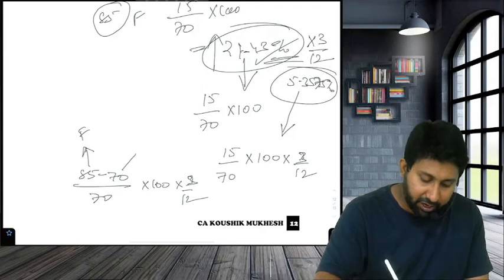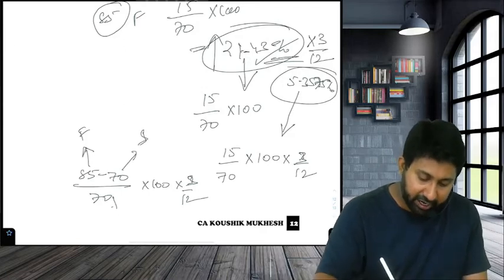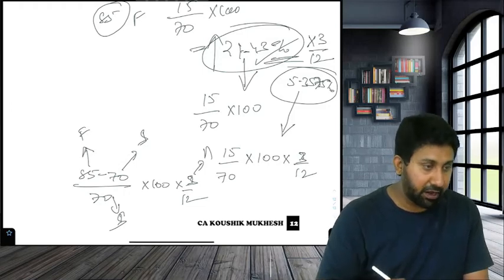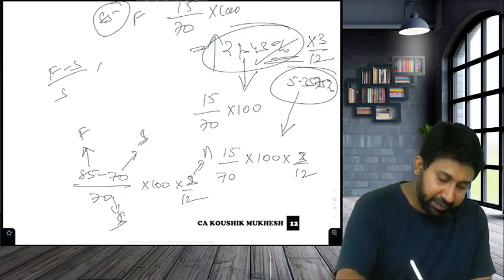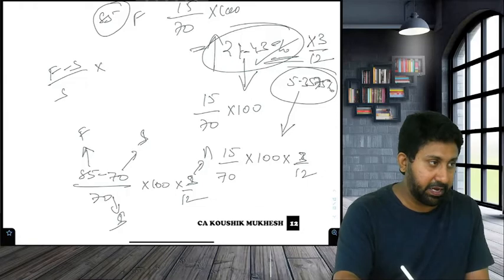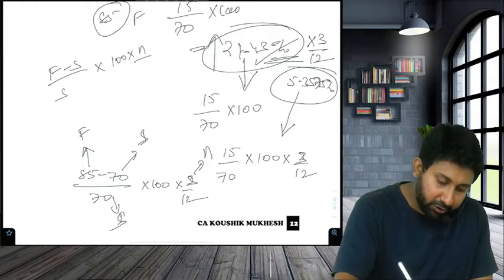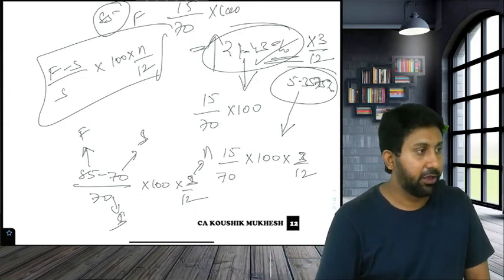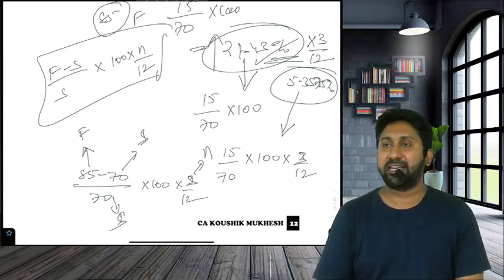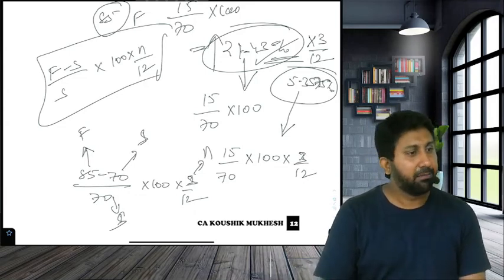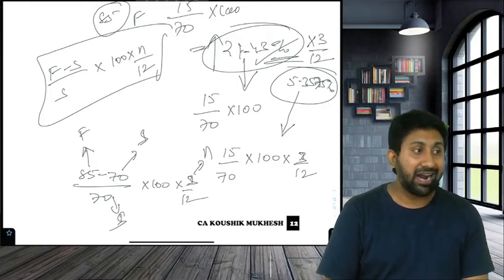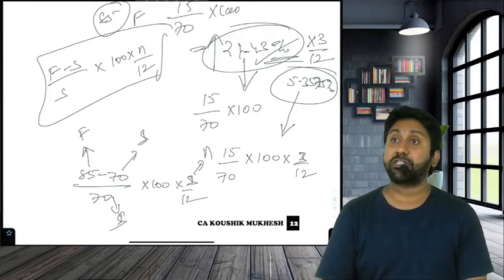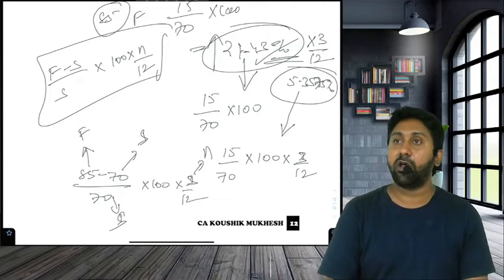85 is the forward rate, 70 is the spot rate, 3 is the n period, 12 by n. So the formula is F minus S by S into 100 into n by 12. This is how the formula has been derived. So don't read it as appreciation or depreciation. You can use it, but to the maximum possible extent understand this as a return on investment.